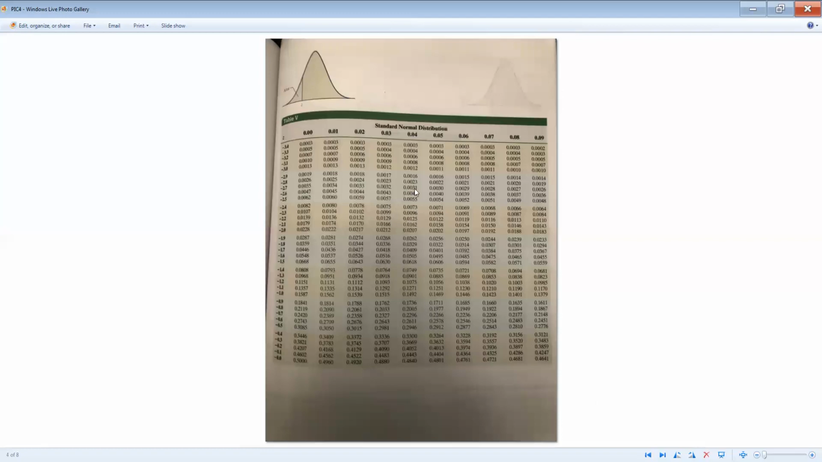Here's just an example of the first half of that z-score chart, negative 3.4, down to my tenths place of 0.0. On top, here are my hundredths place.